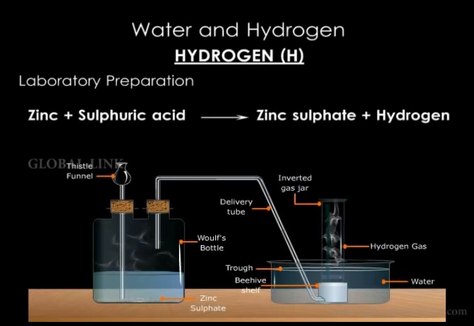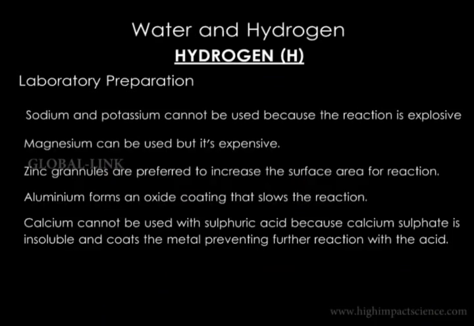Metals react with dilute acids to form salt and hydrogen. Sodium and potassium should not be used because the reaction will be explosive. Magnesium can be used, but it's expensive. We use zinc granules instead of zinc metal to increase the surface area for reaction. Aluminium reacts slowly with acids due to a layer of aluminium oxide on its surface. Calcium cannot be used with sulfuric acid because the salt formed, calcium sulfate, is insoluble and forms a coat on the metal surface, preventing further reactions.